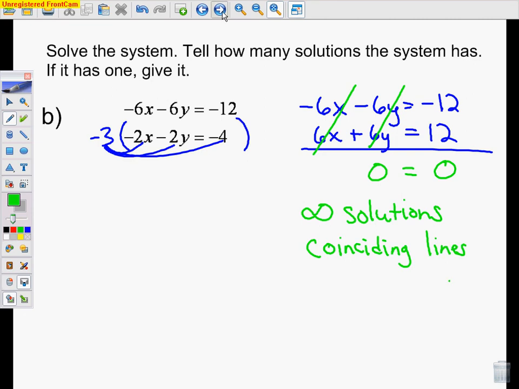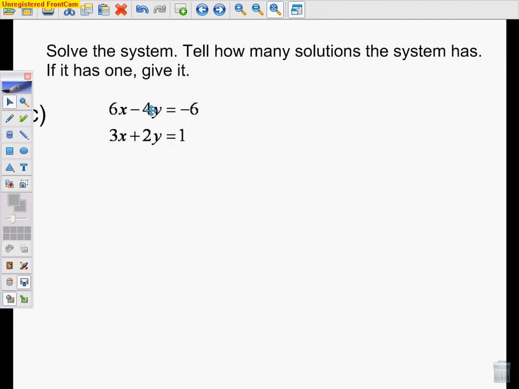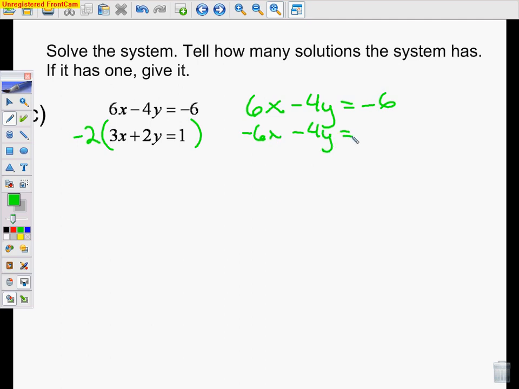All right. Next one. Again, we're going to solve this like normal. Are the variables lined up? Yes, x's, y's, equal signs are all lined up. If you add down, does anything automatically eliminate? No. Well, let's look at this 6x. What cancels with the 6x? A negative 6x. So what would I need to multiply 3 by to make that negative 6? Negative 2. So the top equation I'm going to keep the same: 6x minus 4y equals negative 6. And the bottom equation will become negative 6x minus 4y equals negative 2.